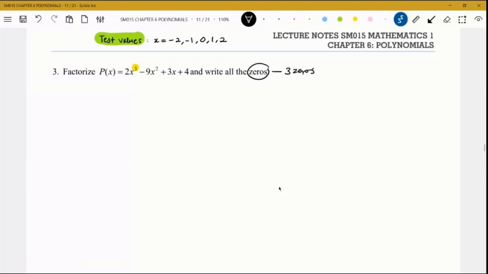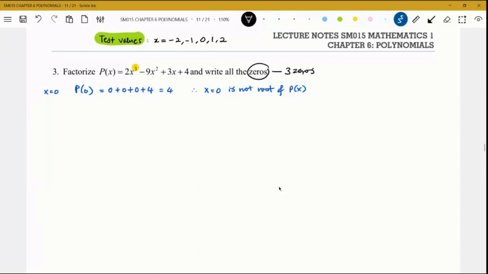Okay, so let's say I'll choose 0 first. Let's say P(0), when x equal to 0. So P(0), we substitute everything: 0 plus 0 plus 0 plus 4. So the remainder is 4. So directly we know x equal to 0 is not a root. It's not a root of P(x). So we will cancel x equal to 0.